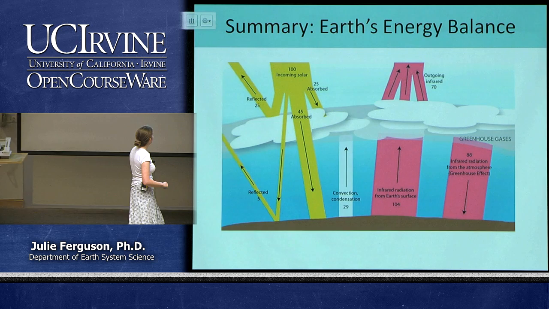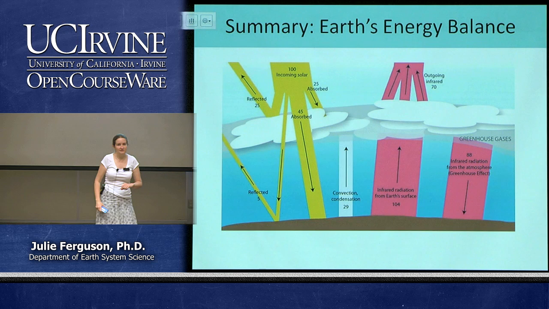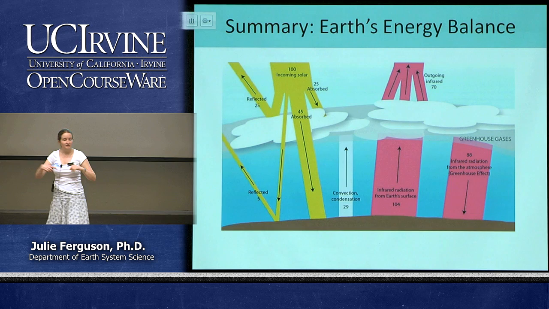So here's a quick summary. Look at the incoming. We've got 100 incoming, 30% of which is immediately reflected away, and then we're emitting 70%. So that's the important thing to remember, that the incoming equals 100, the outgoing equals 100. What happens underneath that atmosphere is the more complicated stuff.